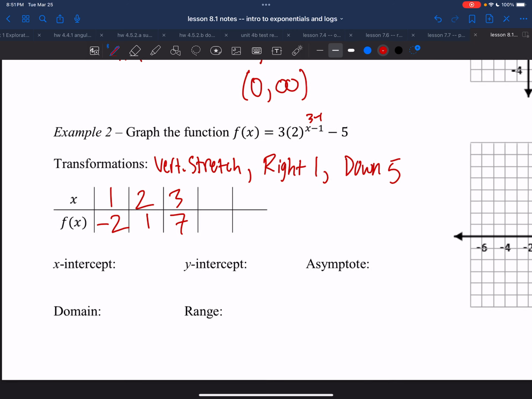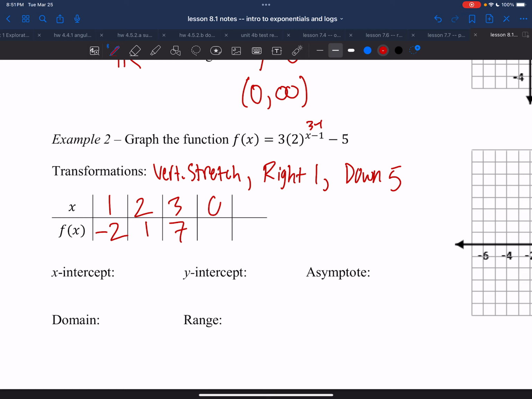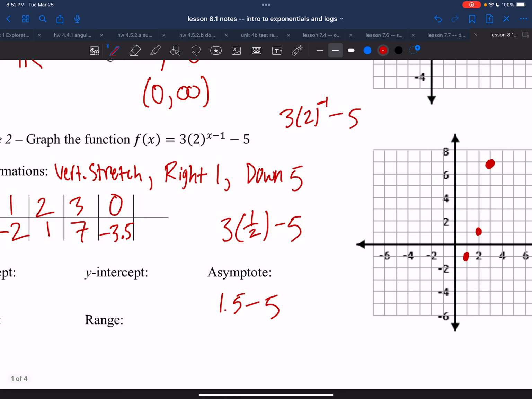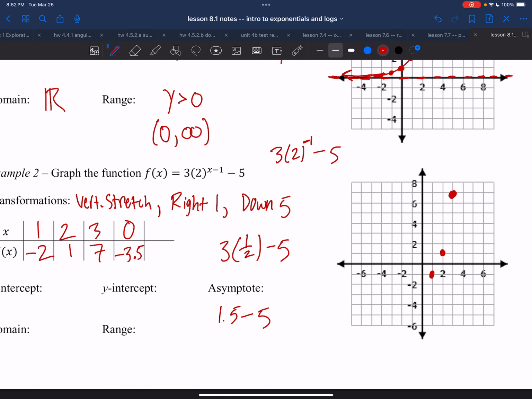We might like to find the y-intercept, which can be found by plugging in 0. So if I plug in 0, I would have 3 times 2 to the negative 1 minus 5. Well, what's a negative power do again? It makes a fraction. So 2 to the negative 1 becomes a half. So now it's 3 times a half, which is 1.5. Then subtracted by 5 is negative 3.5. So I have the point 0 comma negative 3.5.